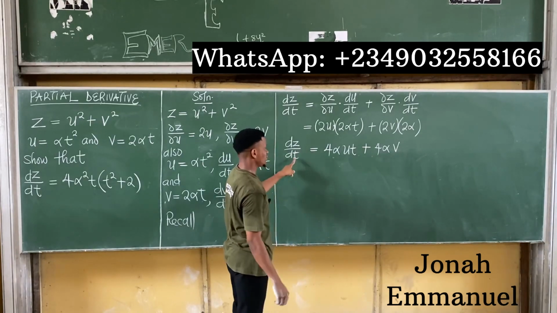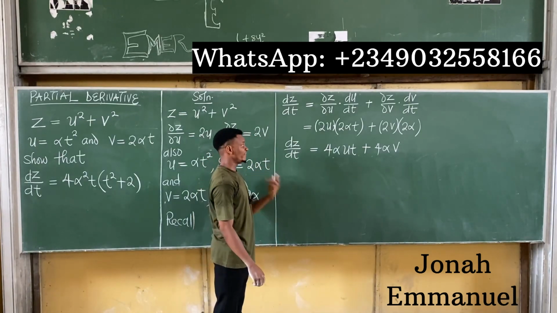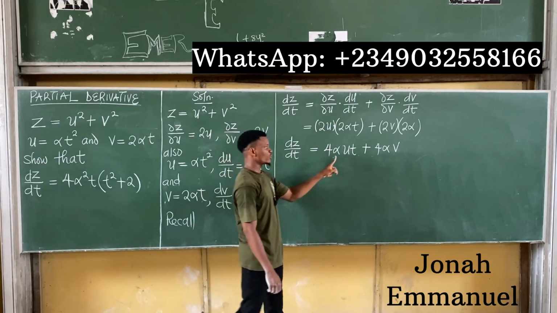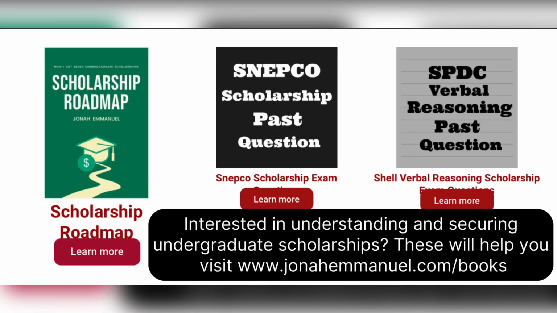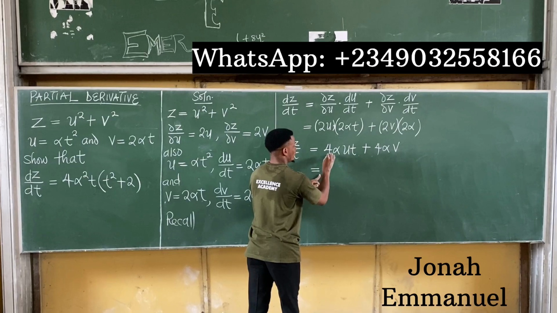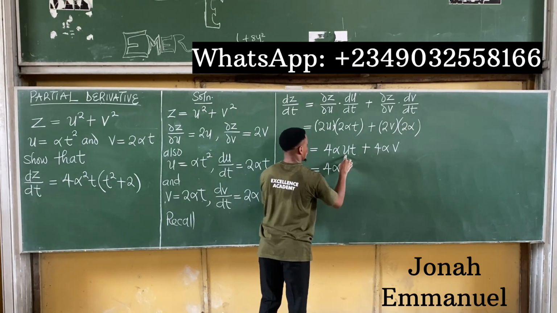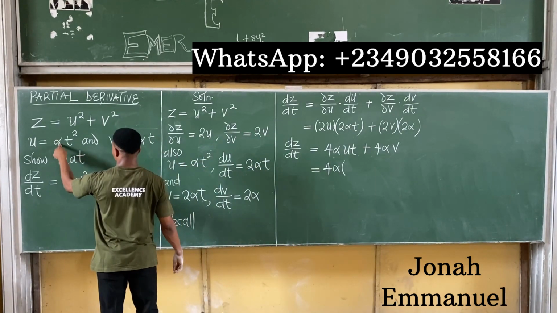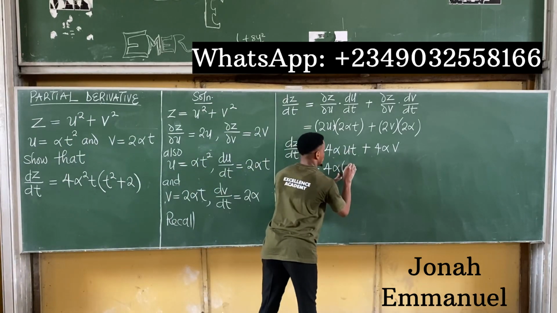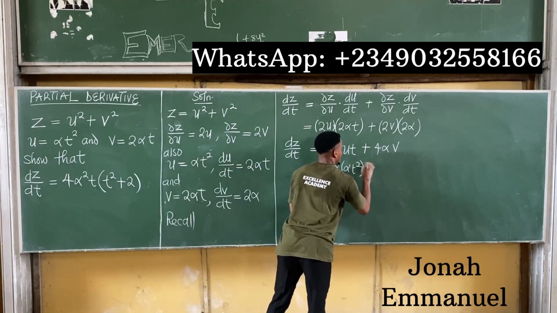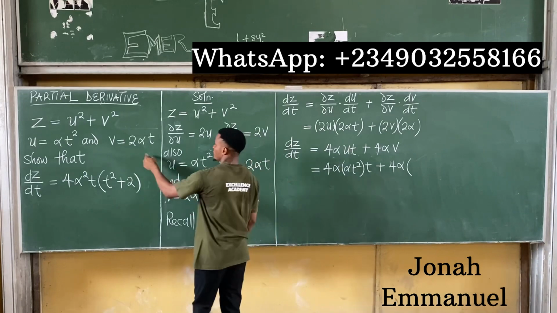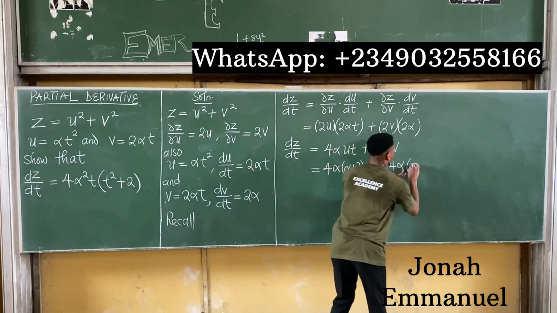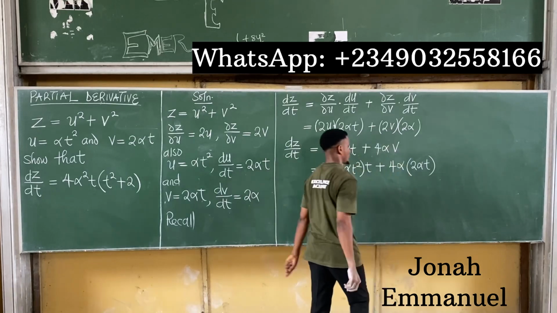But then we said this should be in just one variable, which is the variable of the denominator. So I'll have to replace u and v by what I have there, and that's equal to 4 alpha into u. What's u there? U is alpha t squared. So in place of u, I'll put alpha t squared, then t plus 4 alpha into v. What's v? V is 2 alpha t. I'm having 2 alpha t.